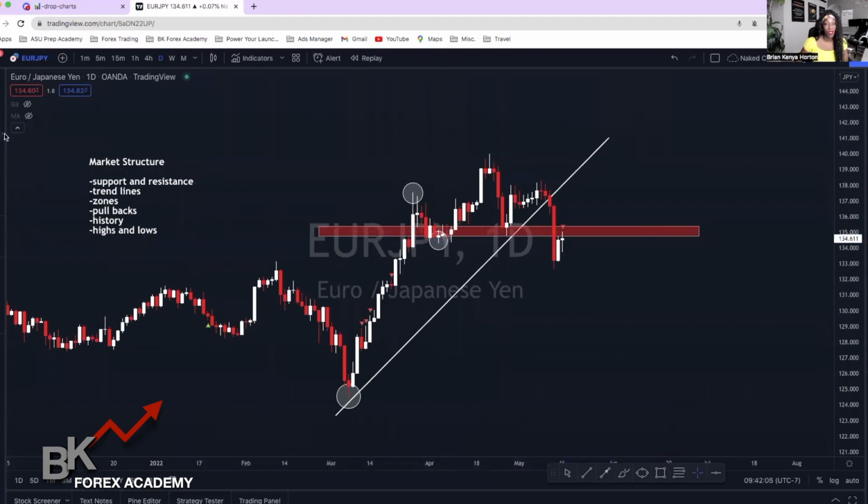And then what did it do? It created a higher high, and that's the last higher high that it created. So then what did it do? It didn't give us a new low right here, but it retested this previous low.